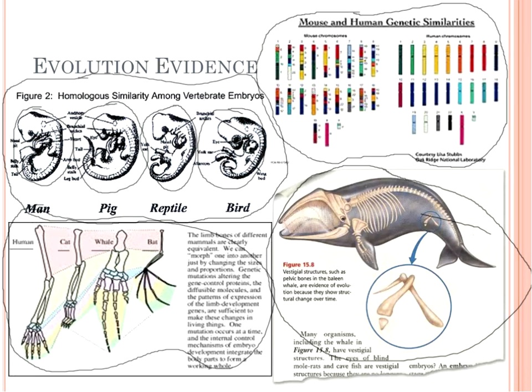These are all evidences that A, species change over time, and B, we're all closely related. So we probably used to be the same thing, but over time, we adapted and changed into our own species. And that's what evolution's all about.